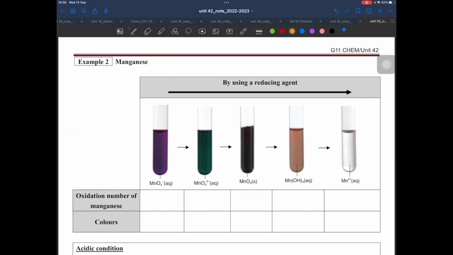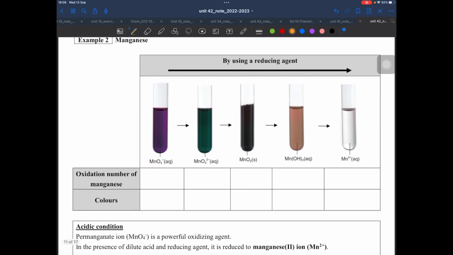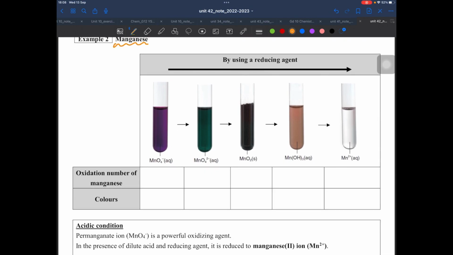The second one is more complicated. It's manganese. First of all, please write down the number first: oxidation number and color. Now, for all these three stages, you can get the color easily because we have learned this before, right? This one, we learned this before.